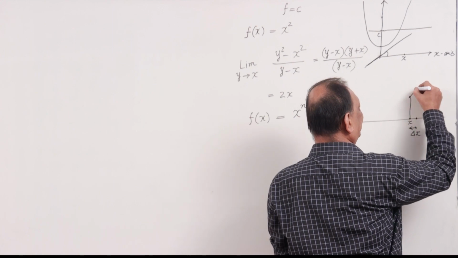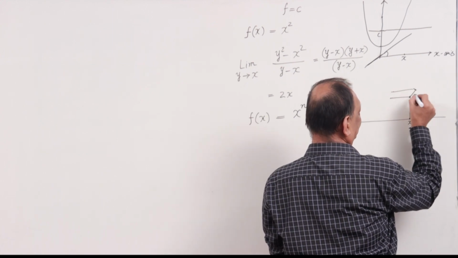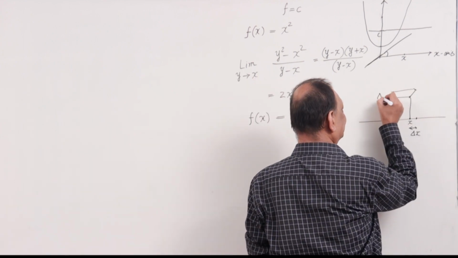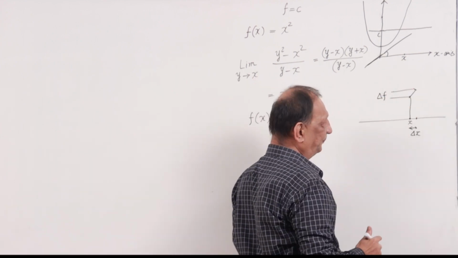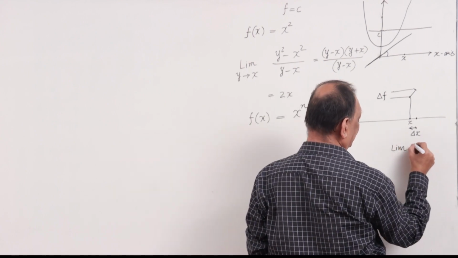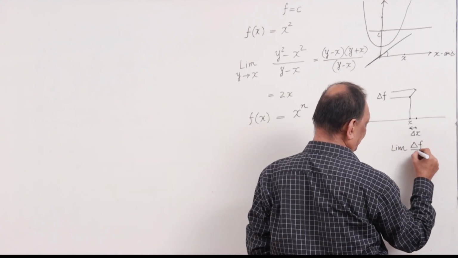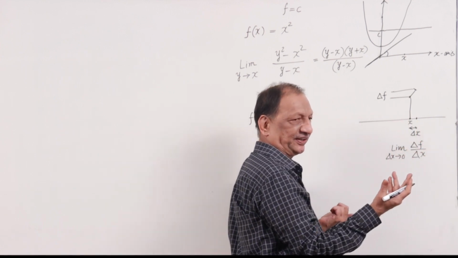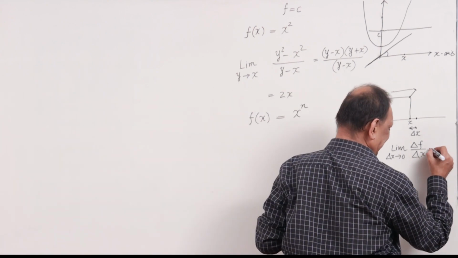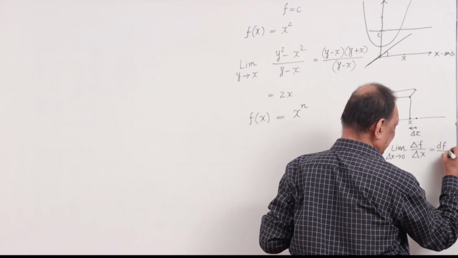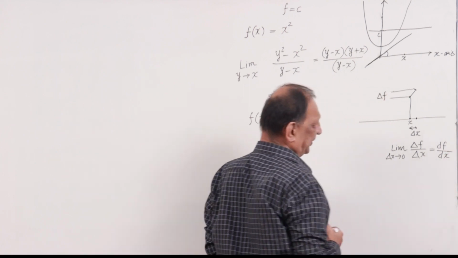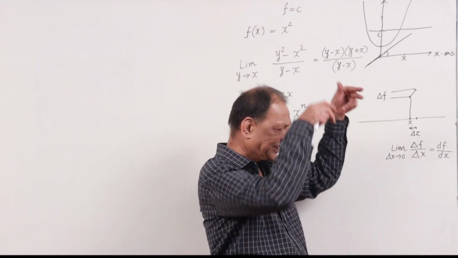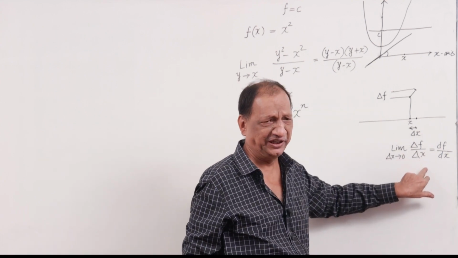Correspondingly, this function has changed its value, correct? And that will be the delta f, the change in value. And the limit of delta f by delta x as delta x goes to 0 is df by dx. This is practically the same definition. Instead of writing x minus a as x approaches a, I have written delta x as x approaches x only. That's the only difference. It's the same.